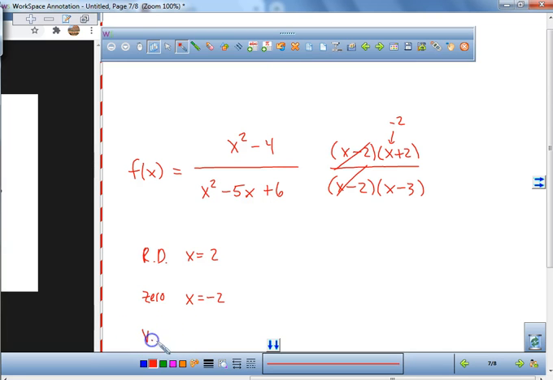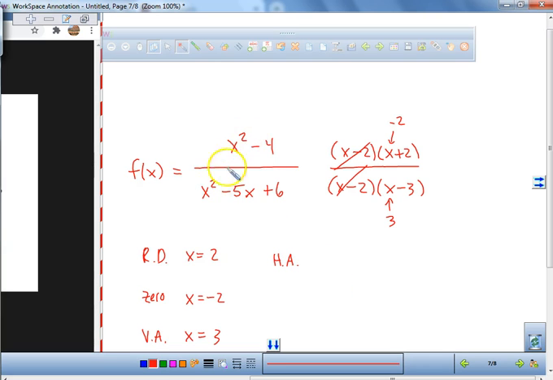We also have a vertical asymptote. And the vertical asymptote is right down here. That's at x equals 3. So that's at x equals 3. Lastly, but not least, we have what's called a horizontal asymptote.